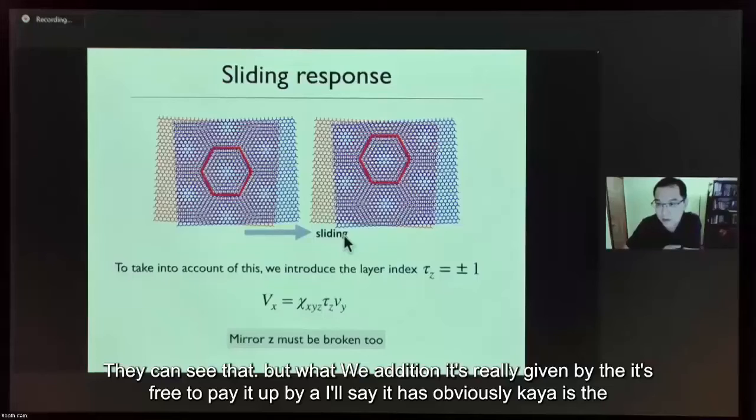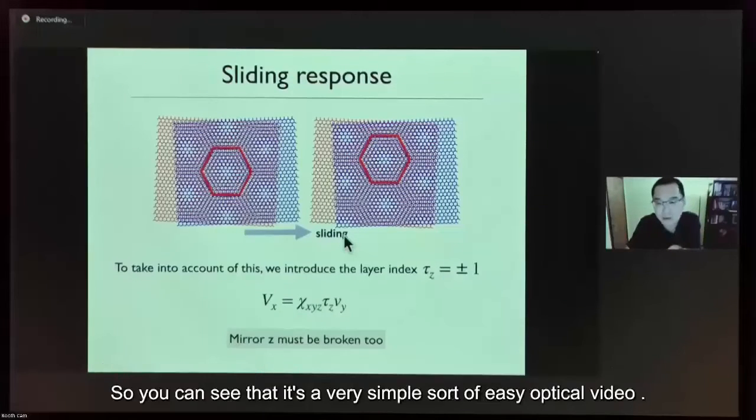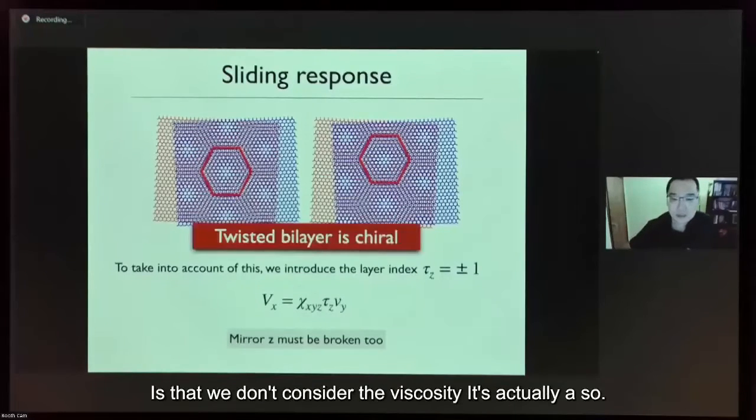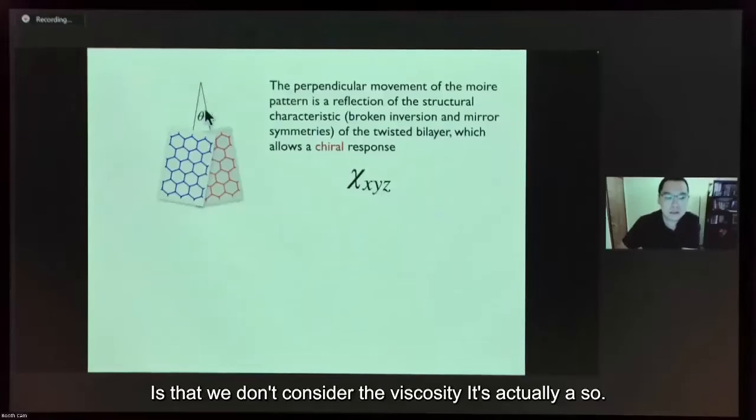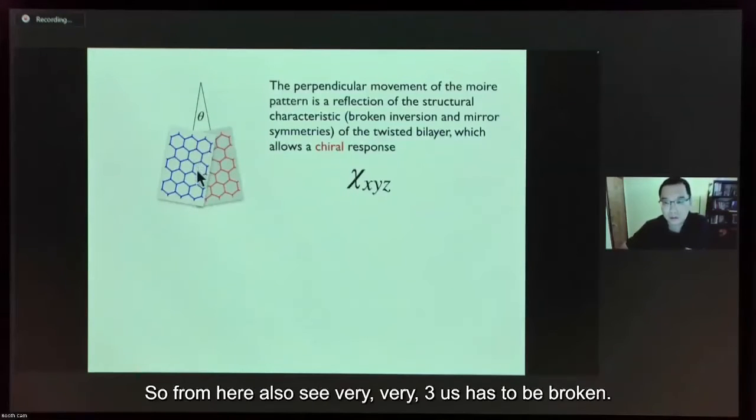Okay. So you can see that it's a very simple, easy optical illusion you can play on your computer, but it tells us a very important fact: when you consider twisted bilayer graphene, it's actually a chiral structure. So from here you can also see very clearly why all three mirrors have to be broken.